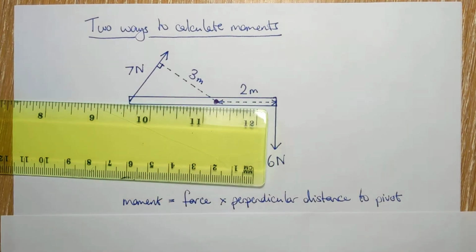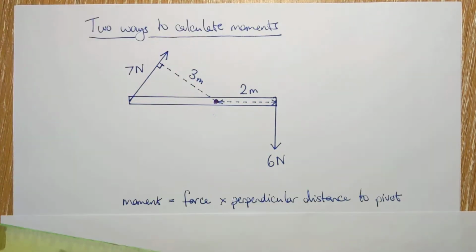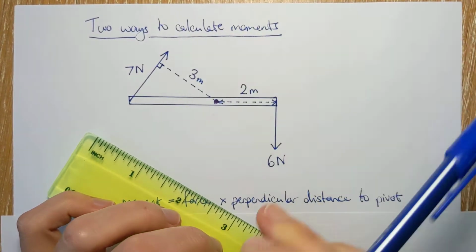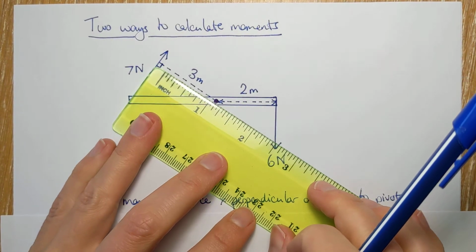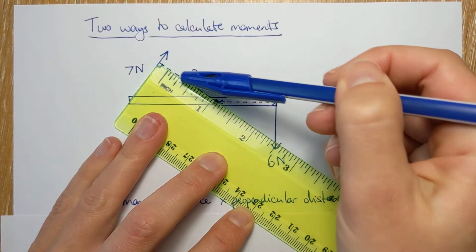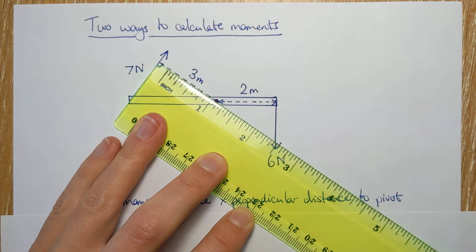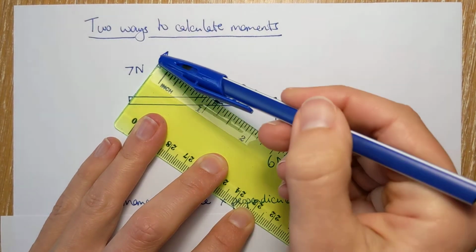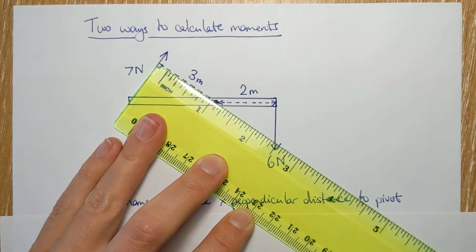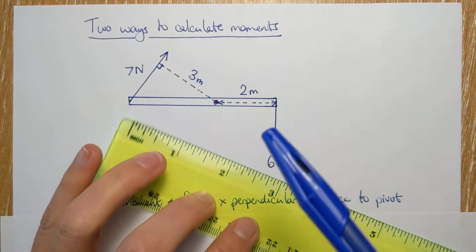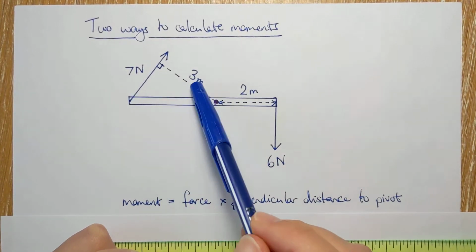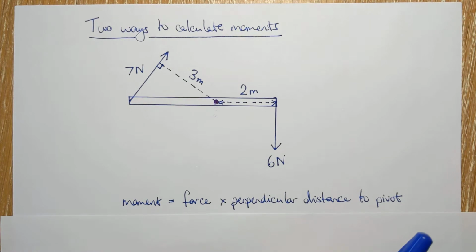Similarly, for my 7 Newton force here, I also have marked for me the perpendicular distance, because if I put my ruler on there, I can see that the angle between the force and that marked distance is 90 degrees. So again, this is the perpendicular distance from the force to the point that we're interested in. So again, the moment due to this force about that point is going to be 7 times 3, that's 21 Newton meters.